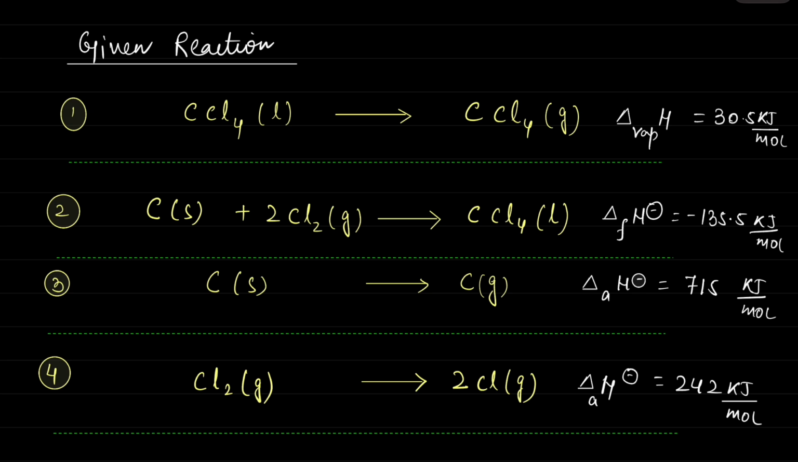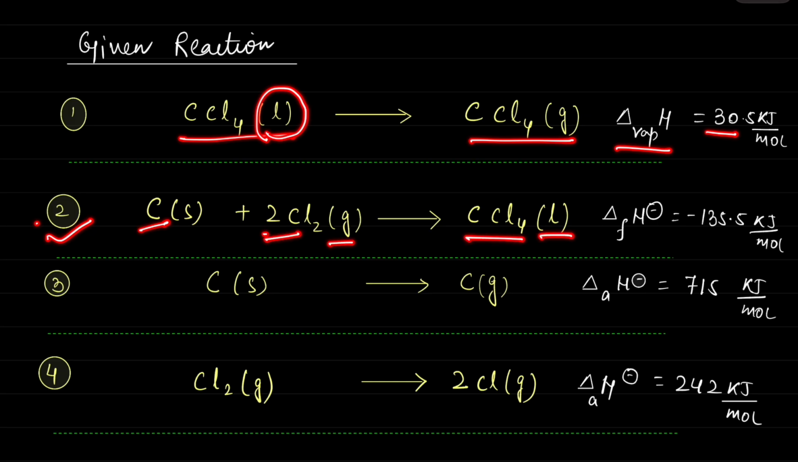So here I noted down all the reactions. This is reaction 1. Here the CCl4 in the liquid state will change to the gaseous state, and this is the enthalpy of vaporization, 30.5 kilojoule per mole. In the second reaction, carbon in the solid state reacts with 2 moles of chlorine in the gaseous state and forms CCl4 in the liquid state. And this is the enthalpy of formation, minus 135.5 kilojoule per mole.